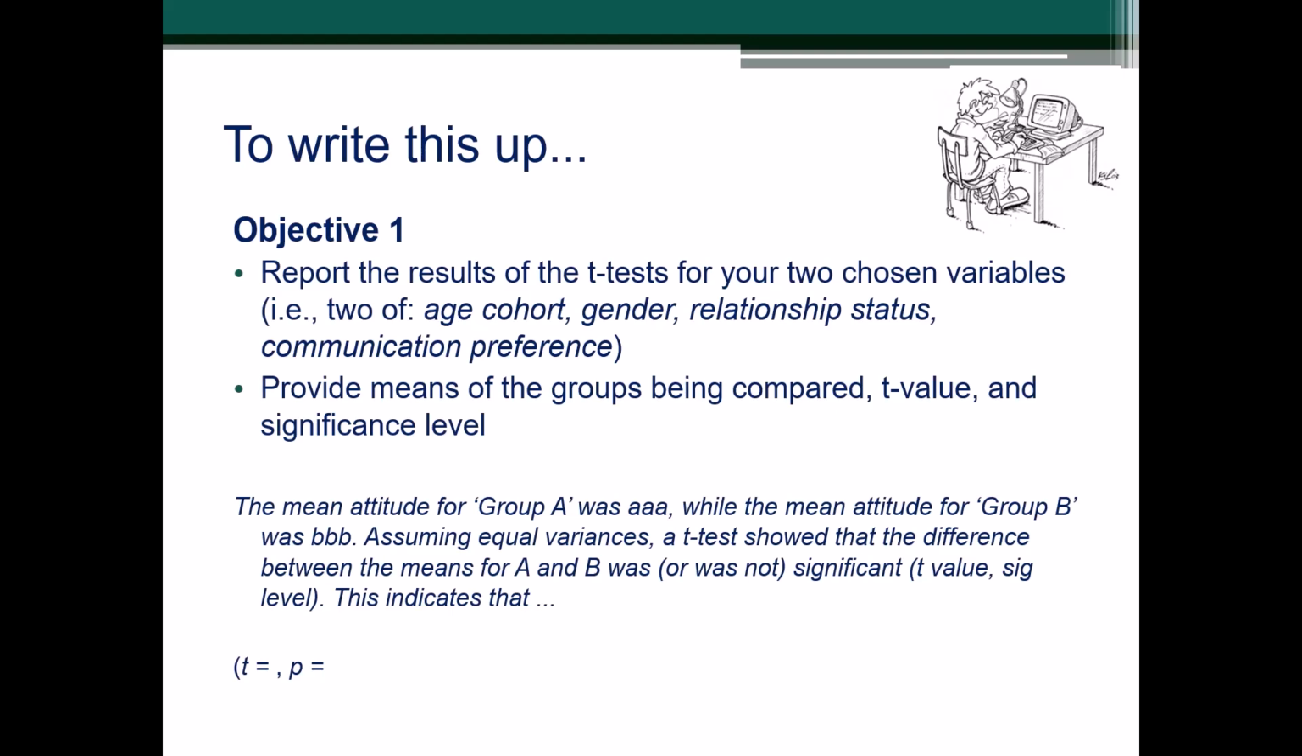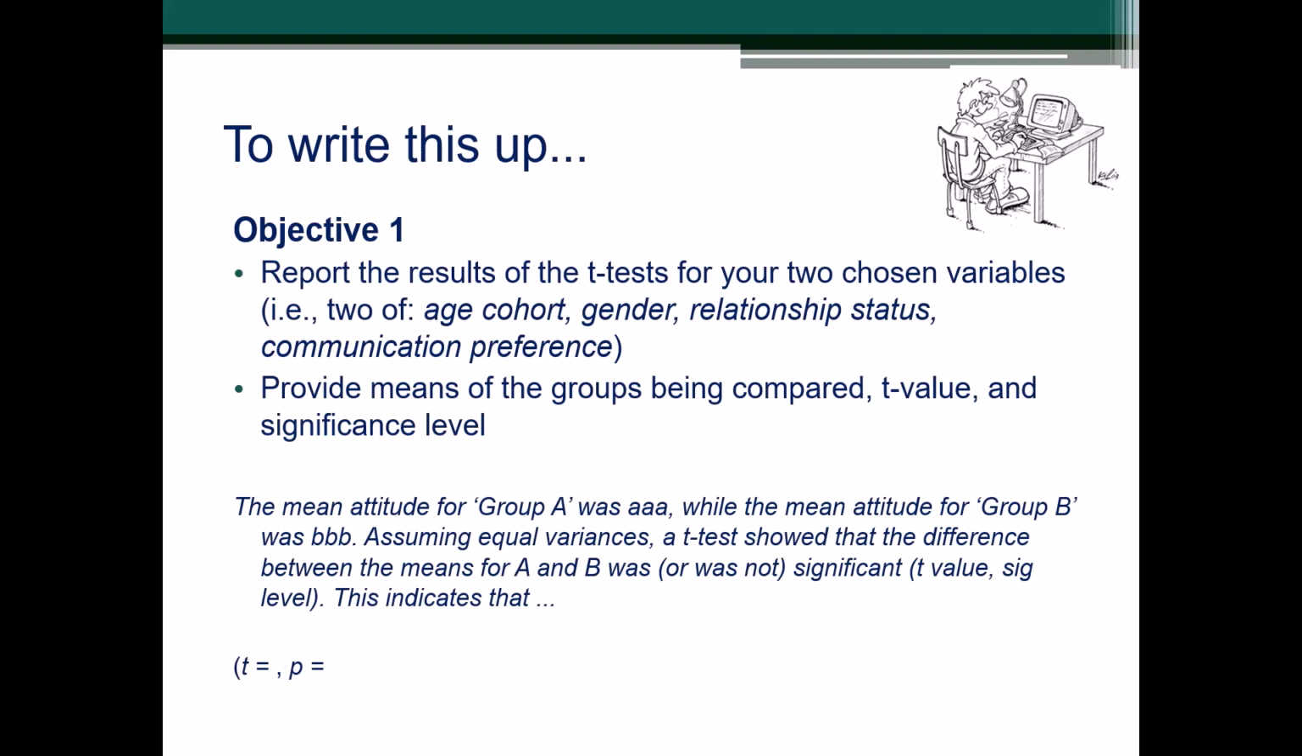But essentially what you need to say is something like the mean attitude for group A, say it's men and women you're comparing, the mean attitude for men was whatever that was, while the mean attitude for women was whatever that was. Assuming equal variances, a t-test showed that the difference between the means for men and women was or was not significant, and then within brackets you'd write what the t-value was and what the associated significance level was.